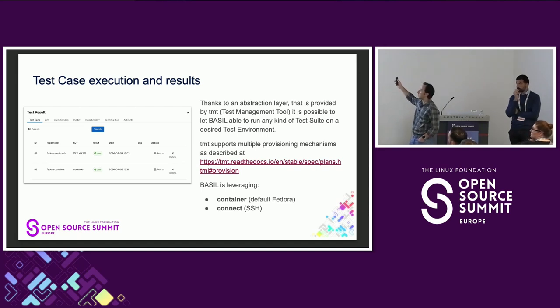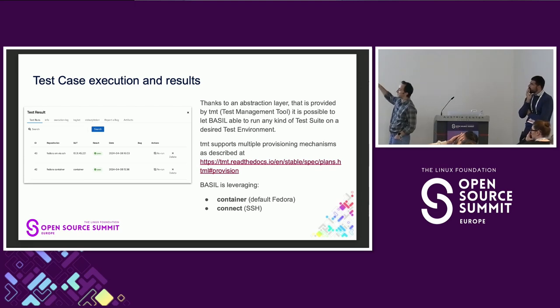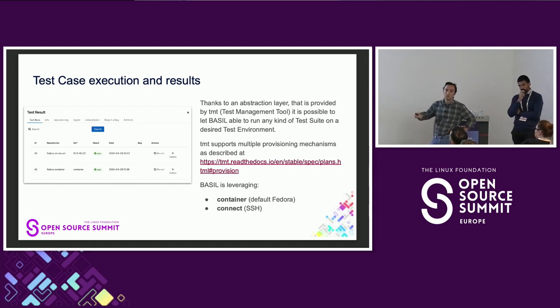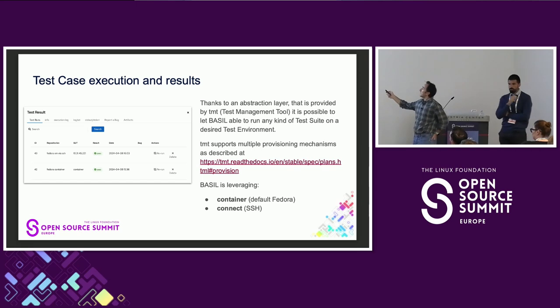This tool provides a lot of provisioning systems, but BASIL by default just uses a container, and the default is Fedora. You can also connect to physical hardware via SSH and run your test workload on the machine. It can be a virtual machine, whatever, as long as you can connect via SSH. But this is a starting point. You can attach whatever. Because the code is open source, we can extend this to other test management tools.